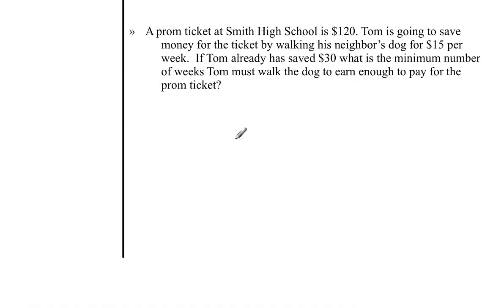All right, welcome back. Let's see, we have Tom is going to save money for his ticket by walking his dog for $15 per week, and he's already saved $30, and that needs to somehow equal 120. What is the minimum number of weeks that he can walk? Meaning he can equal 120, but 120 has to be the smallest it can be. So this side can be bigger, but this side has to be at least 120 for the minimum.